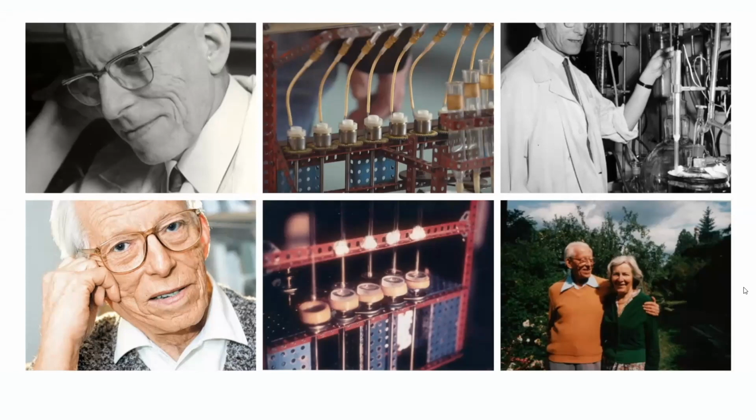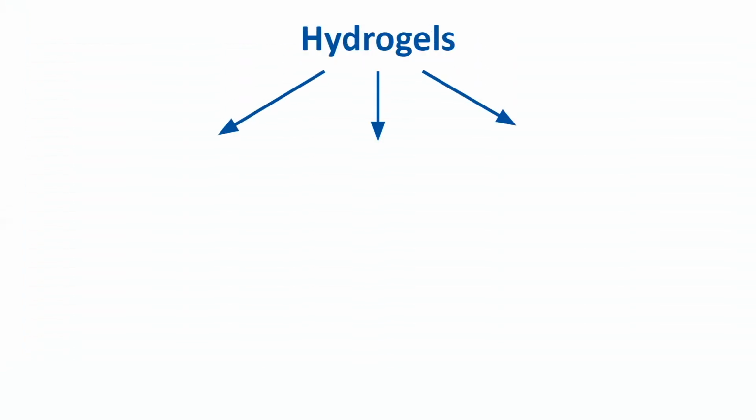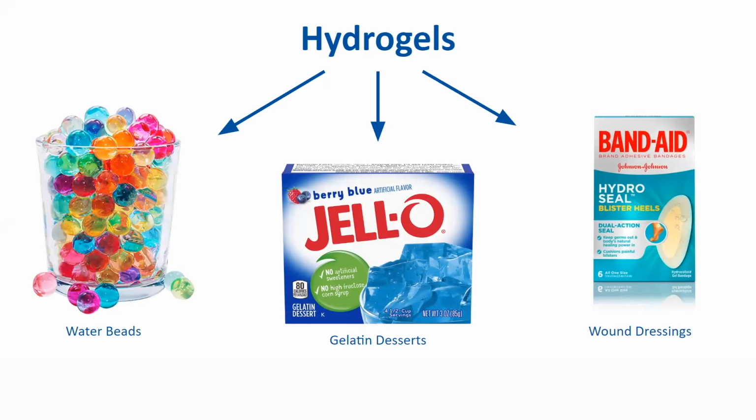In the first 4 months of 1962 alone, they made 5,500 contact lenses. While soft contact lenses are still a major consumer product made of a hydrogel, you may also recognize Jell-O, water beads, and even some wound dressings as additional hydrogels you encounter in everyday life.